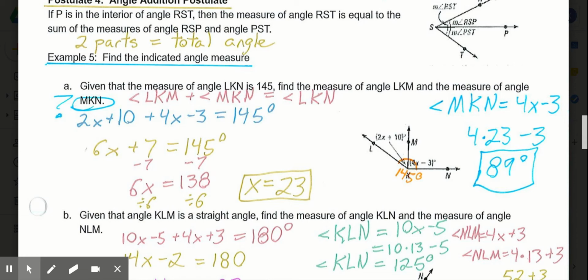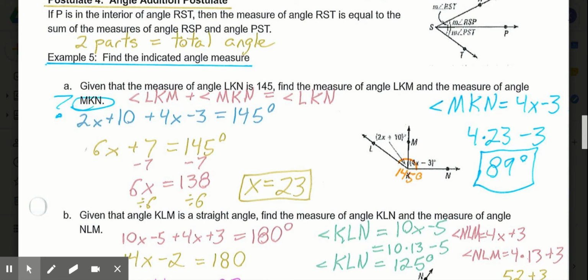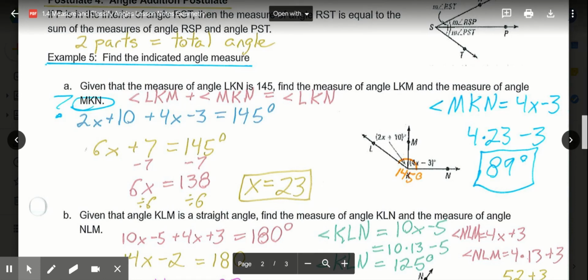Then we are going to solve for x. So we'll simplify on the left. 2x plus 4x is 6x. 10 minus 3 is a positive 7. So 6x plus 7 equals 145. Subtract 7 from both sides. 6x equals 138. Divide by 6, so we know x is 23. But the answer to our problem is not the measure of x. The question was, find the measure of angle LKM and the measure of angle MKN.